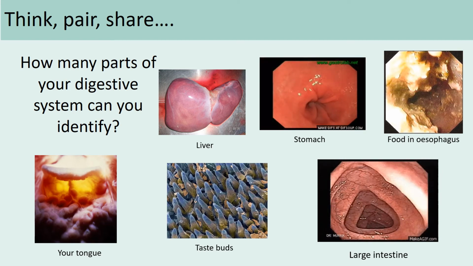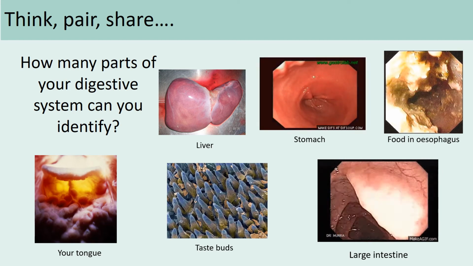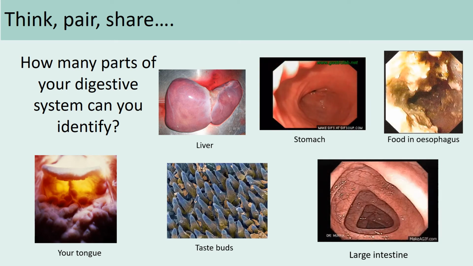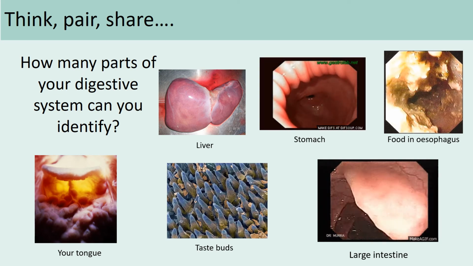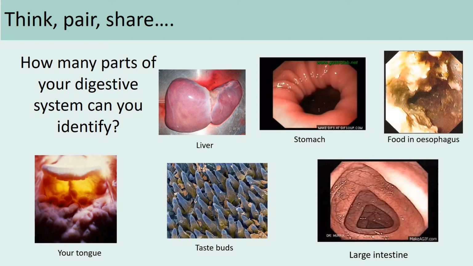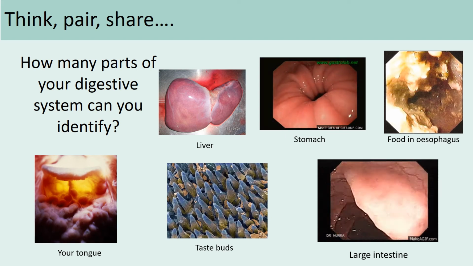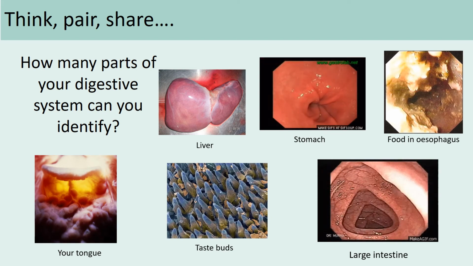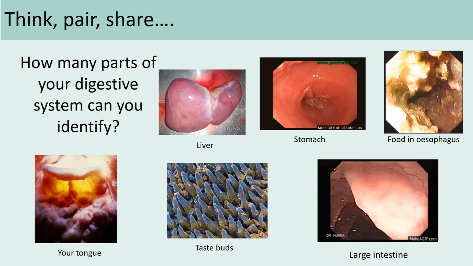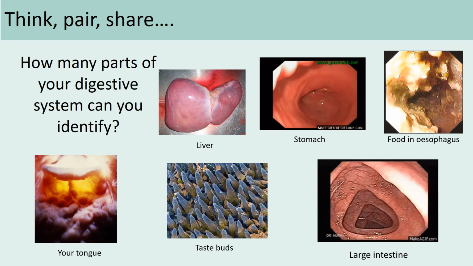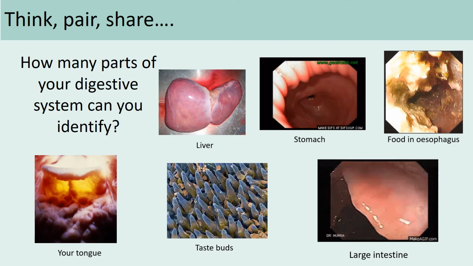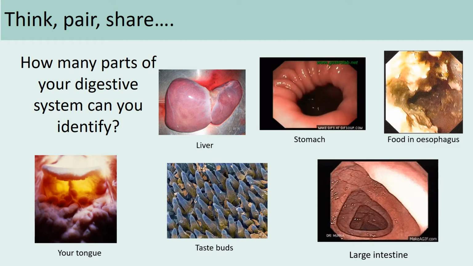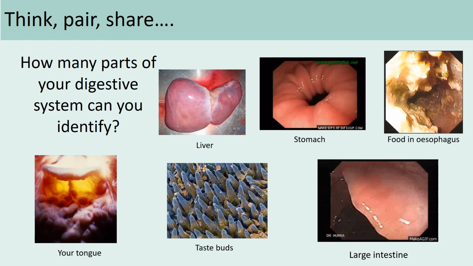The bottom left one is actually a picture of the structures on a tongue. The middle one are taste buds, so that is involved with being able to taste our food. And on the bottom right, we've actually got the large intestine, which again is one of the two different types of intestine that are going to be part of the digestive system.